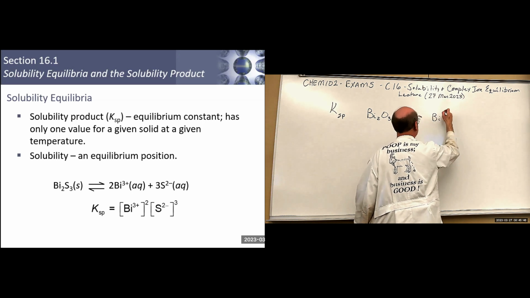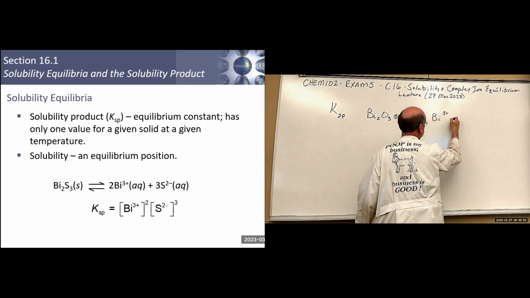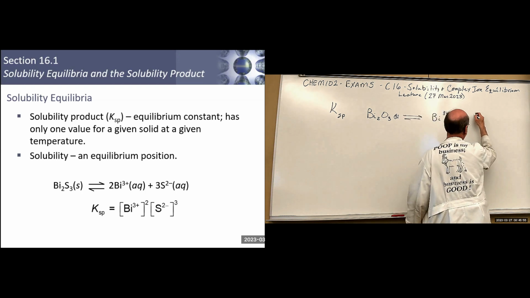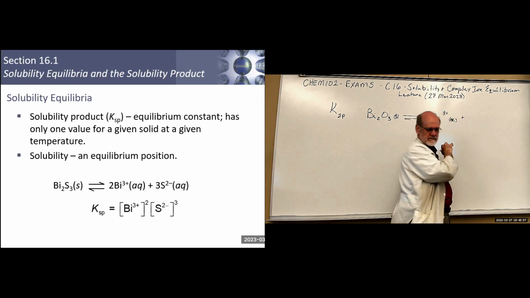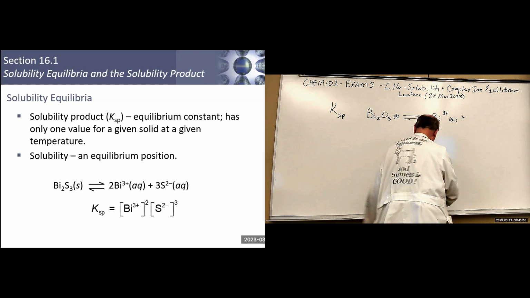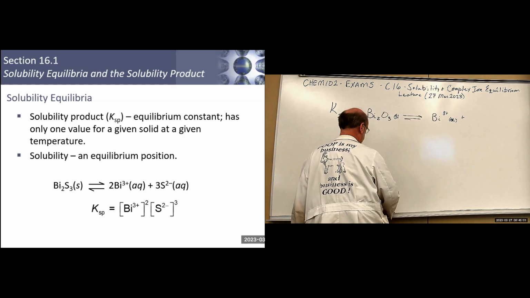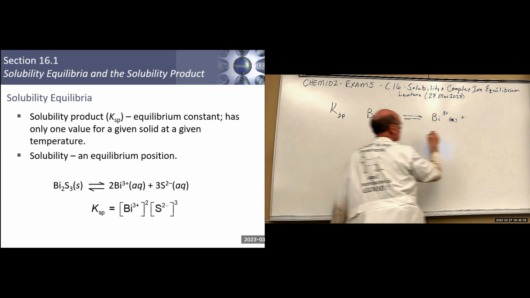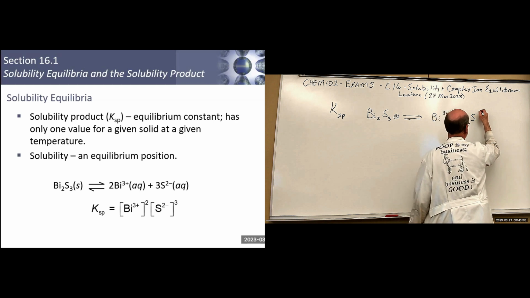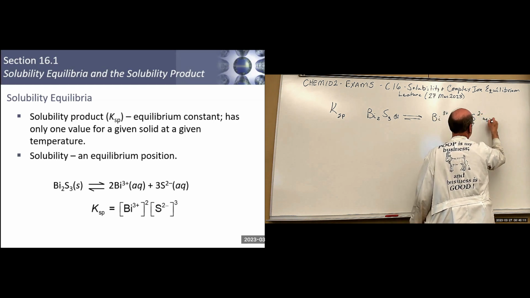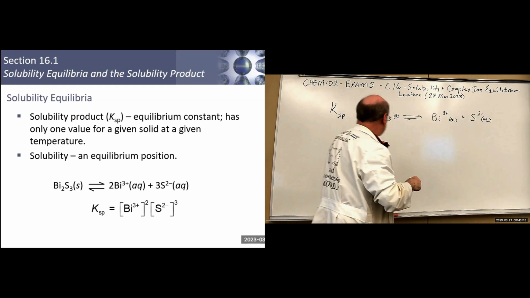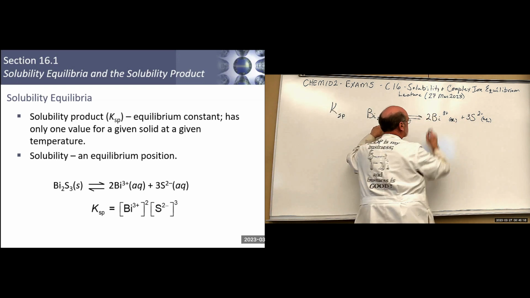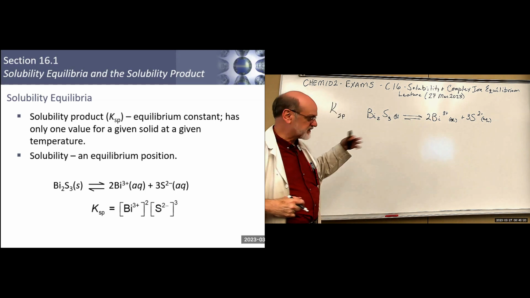We can produce bismuth with a 3+ charge in aqueous solution, plus sulfur. I'm sorry, why did I put oxygen there? Sulfur, 2- charge. Okay, so we get 3 sulfurs and 2 bismuths out of that dissolution.